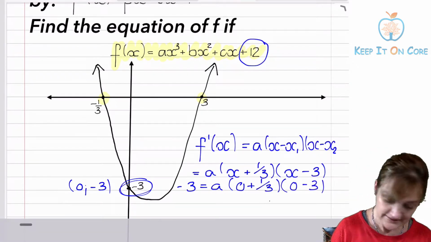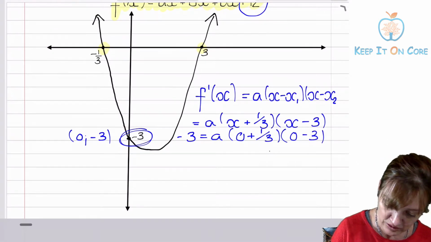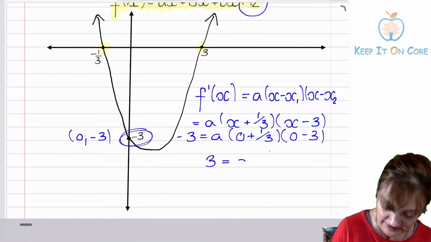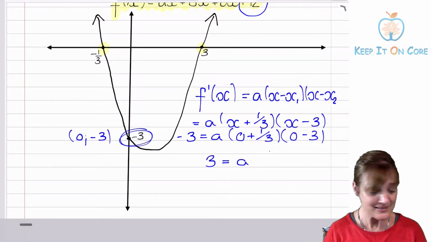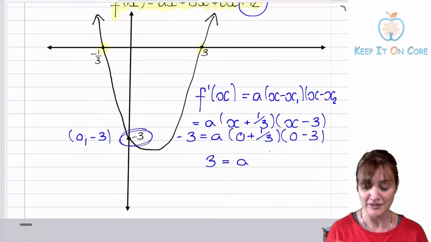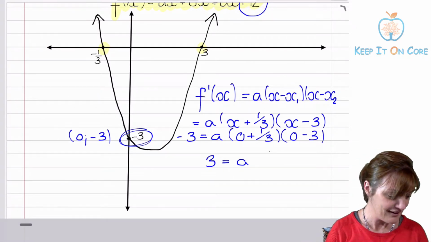Right, what does that give me as my a value? 3. It works out as your a value. I haven't shown all the working out. You need to do it, okay? Please make sure you don't skip steps. I'm just doing it for getting through everything, okay?